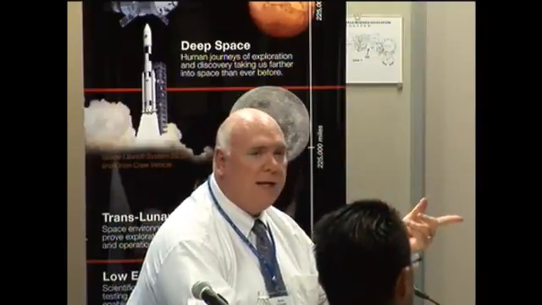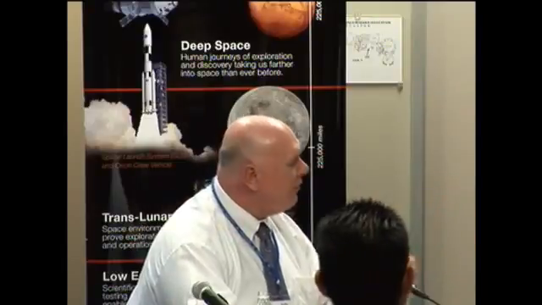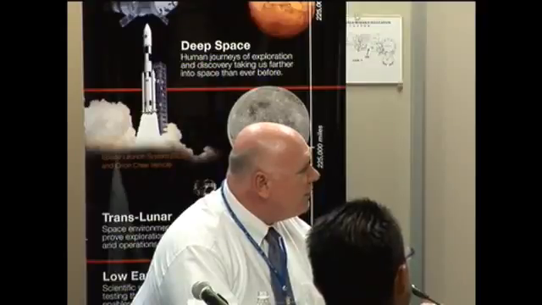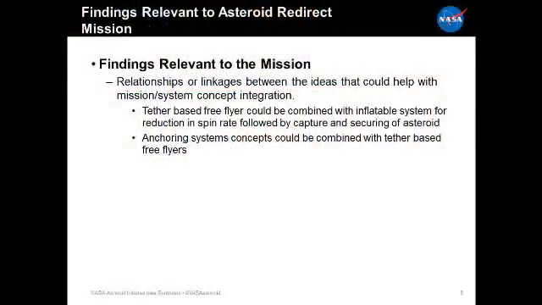Let me click through these last two charts, and then we'll come back and open it up to the group for discussion. The next one was relationships or linkages between the ideas that could help with concept integration. You might look at combining some of the elements, like the tethered base free flyer with an inflatable system. In fact, that very idea was brought forward by a couple of the presenters today: use the tether to reduce your spin rate, and then secure with the inflatables. Some of the anchoring system concepts that the Honeybee folks talked about could also be combined with the tether systems.